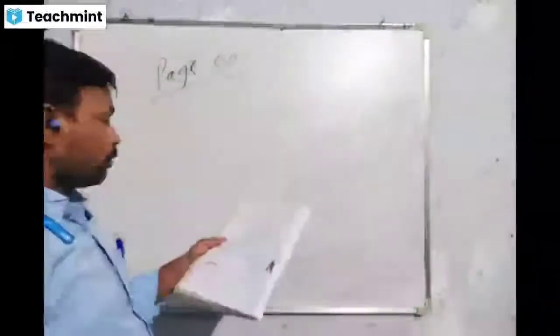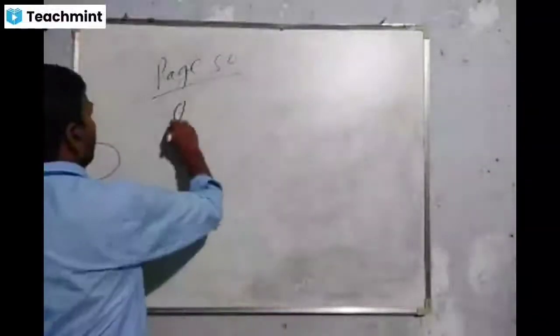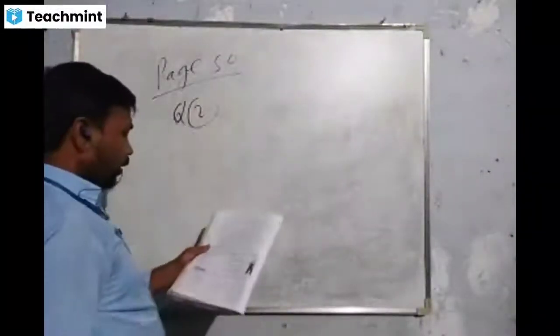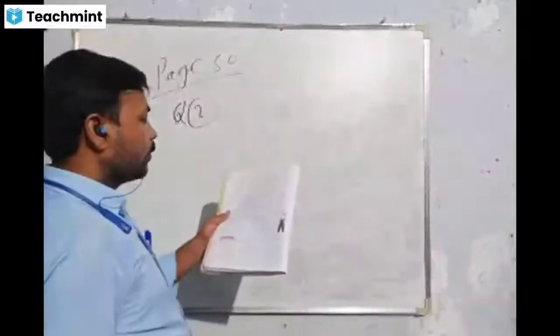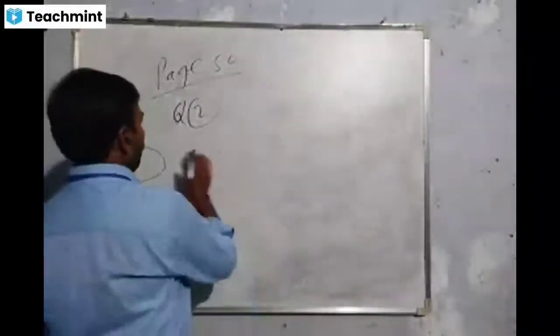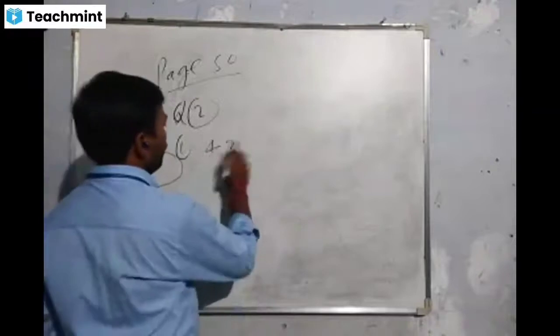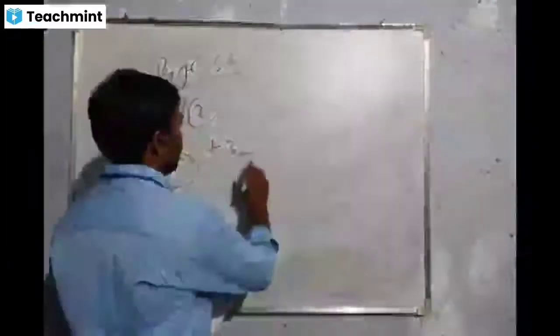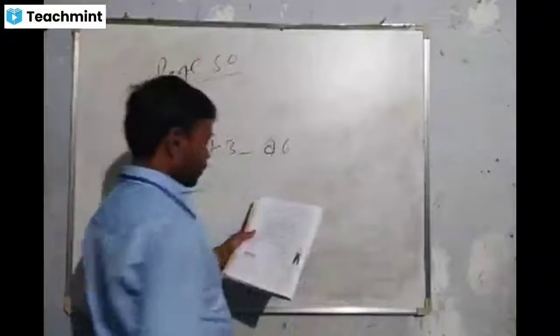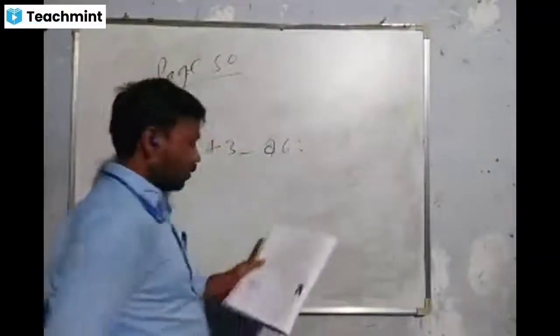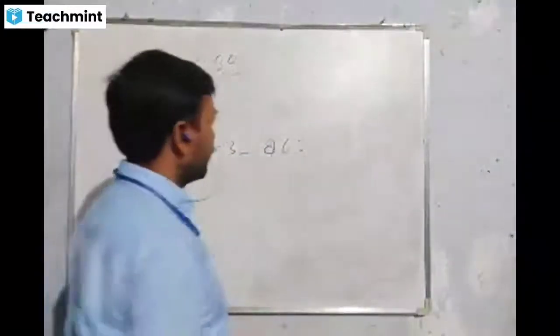You have to write the question, or you can complete it in the book. Question number 2. Here it says fill in the blanks to make the statement true. First question, here given 4, 3, and then a blank, 8, 6, and it says this number is divisible by 9.